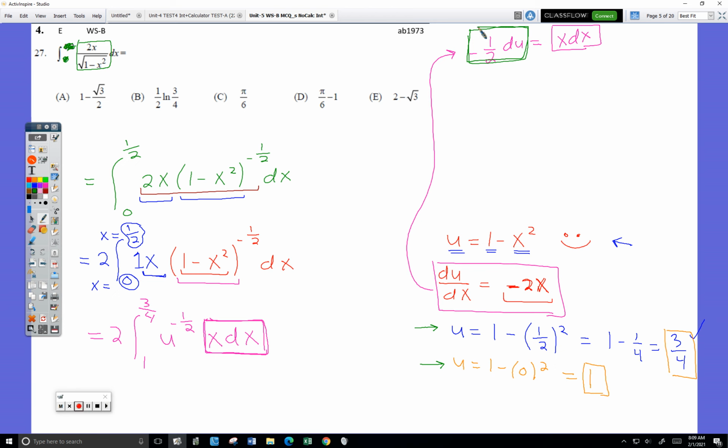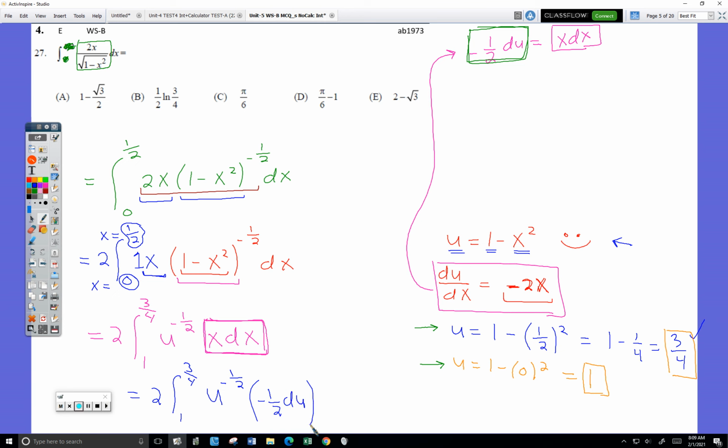So I get a brand new integral that looks like this. 2 multiplied by the integral from 1 to 3/4 of u to the negative 1/2, multiplied by negative 1/2 du.